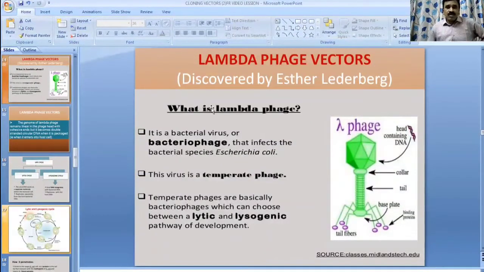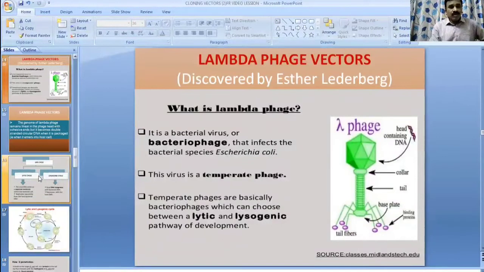These were first discovered by Esther Lederberg. You see, this is nothing but a virus having one head, collar, and tail, and also some tail fibers to bind to the bacterial cell. So, as I said, it is nothing but a bacterial virus. It infects generally the bacteria species Escherichia coli, E. coli. We know very well about this Escherichia coli.